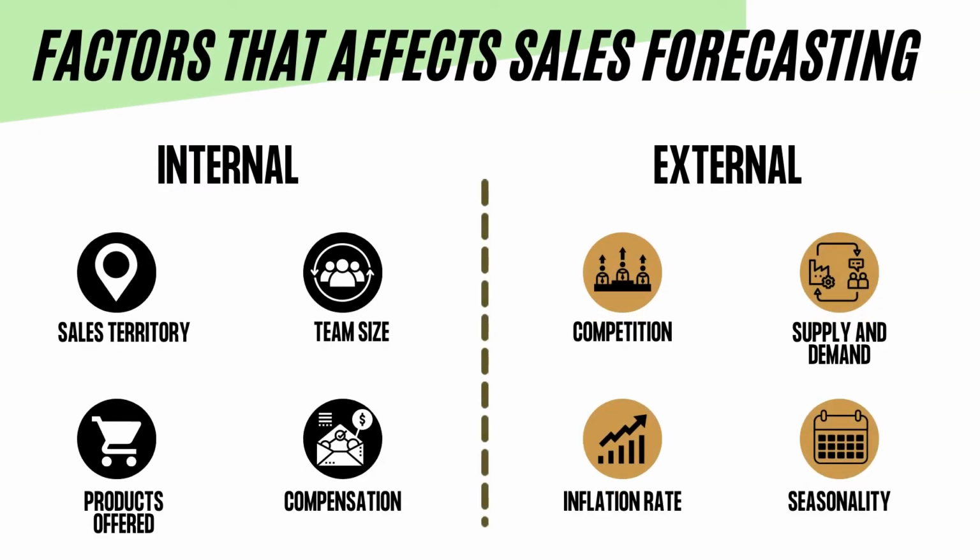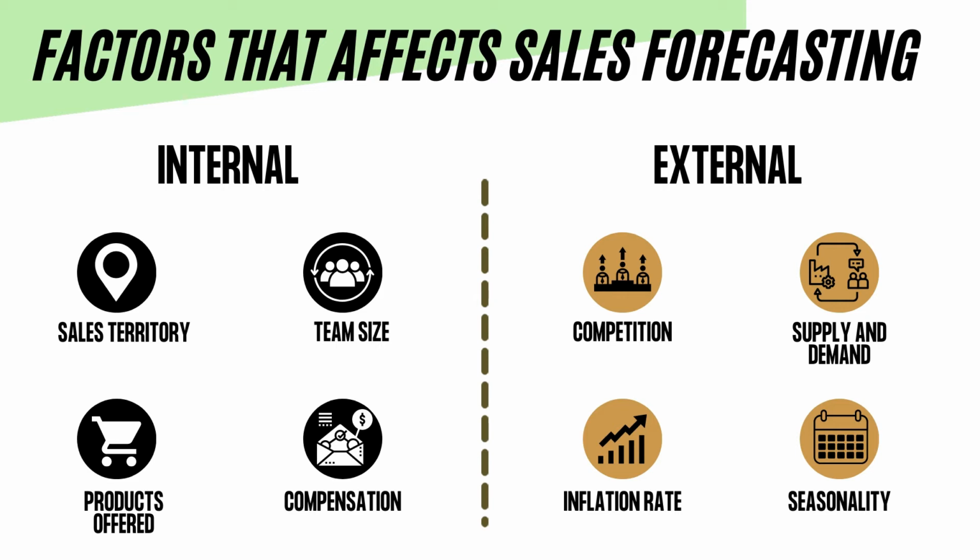Here are the factors that affect sales forecast internally and externally. Changes in sales territory. If territory assignments are shuffled, boundaries are redefined, or a new sales territory management plan is introduced, there are chances of a temporary dip in sales. However, sales will bounce back to an even higher point once the company's sales representatives adjust to their new, optimized territories.